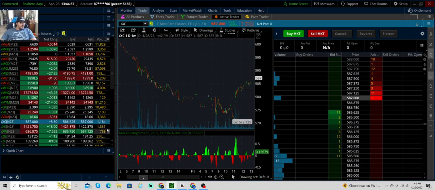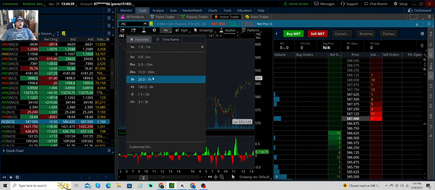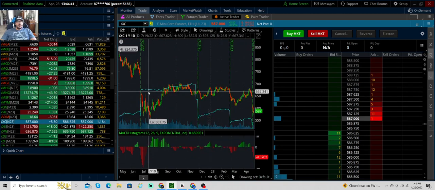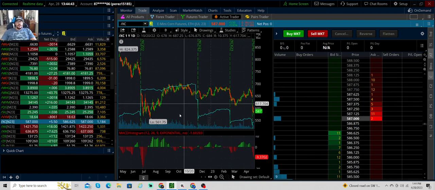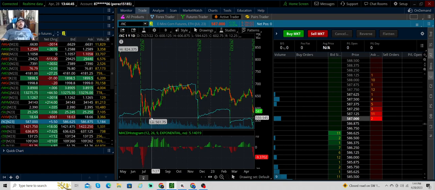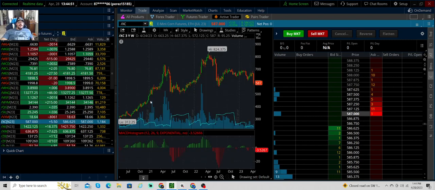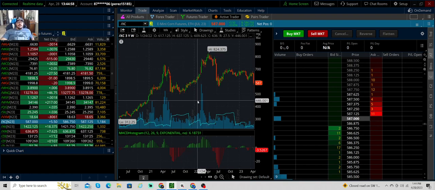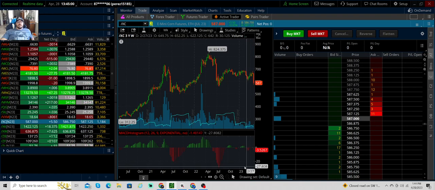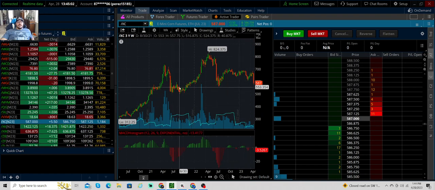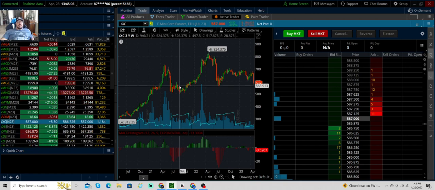We actually have some good volume in these micros. Let's take a look at a 1 year chart on corn. 561 was the low. And right now we're at 587. Let me see 3 year chart. And this is a 3 year chart. 312 was the low, 824 was the high. And there's a big red bar. So that's corn. So maybe corn wants to test.